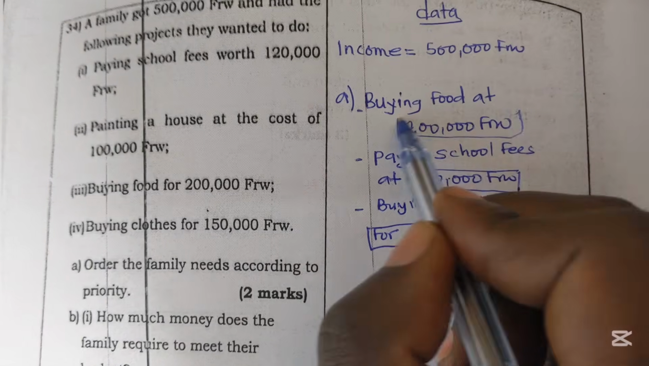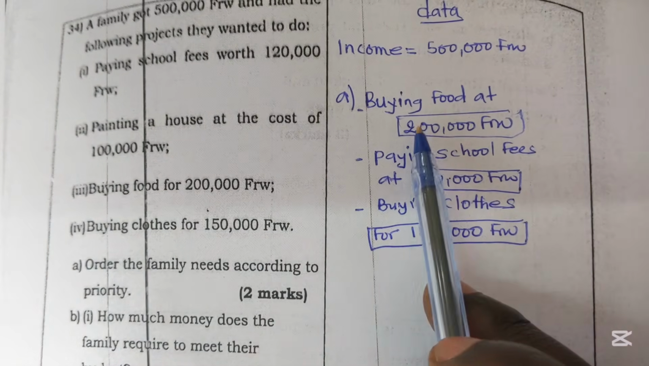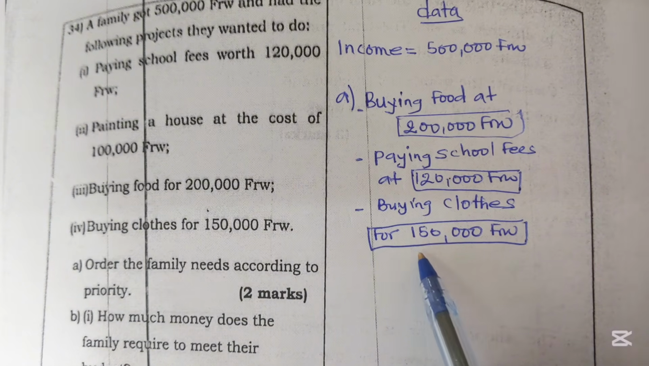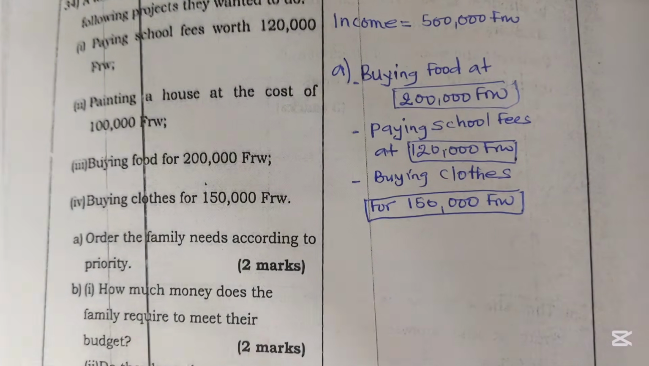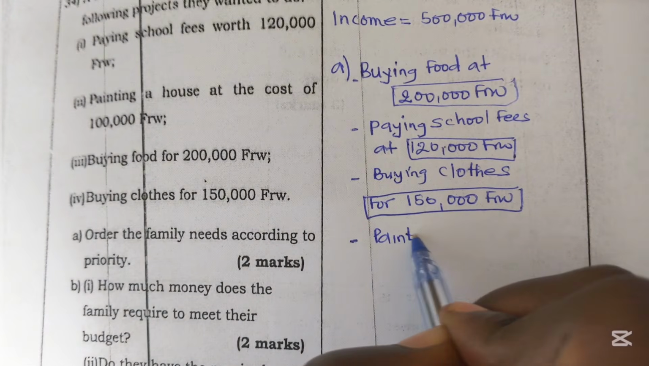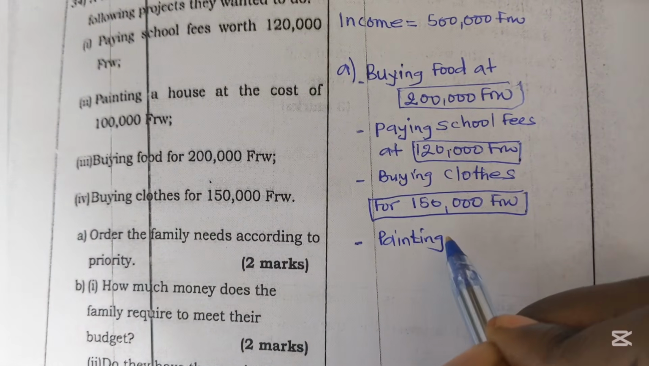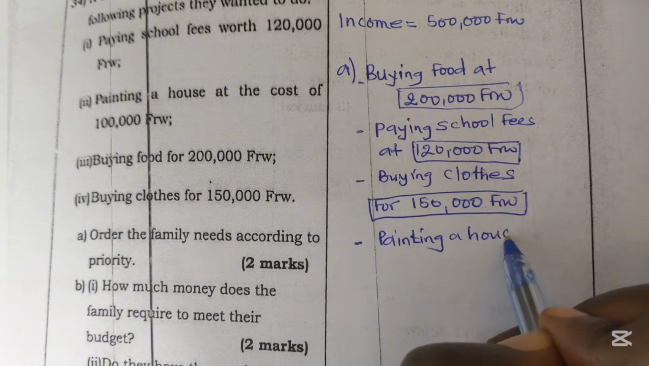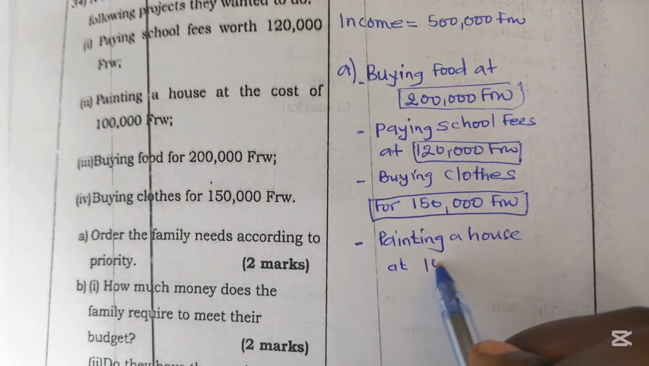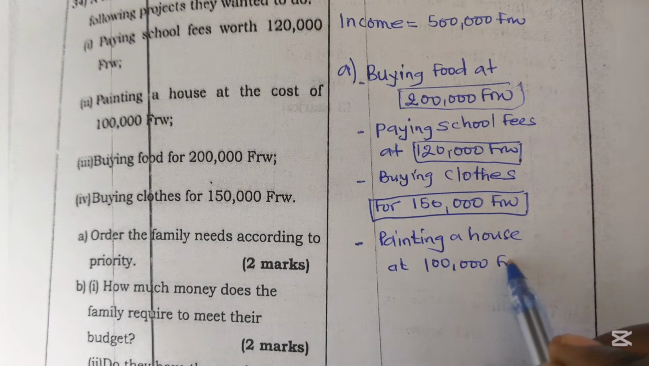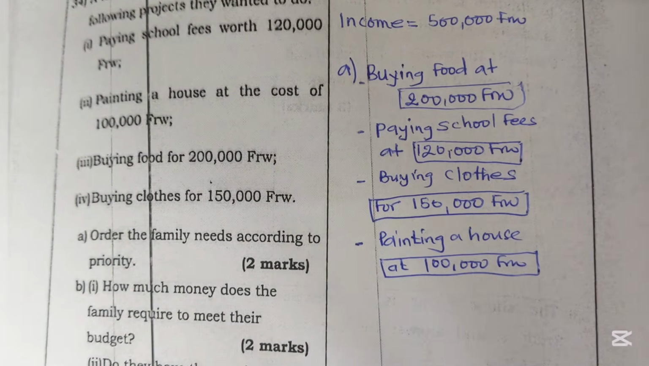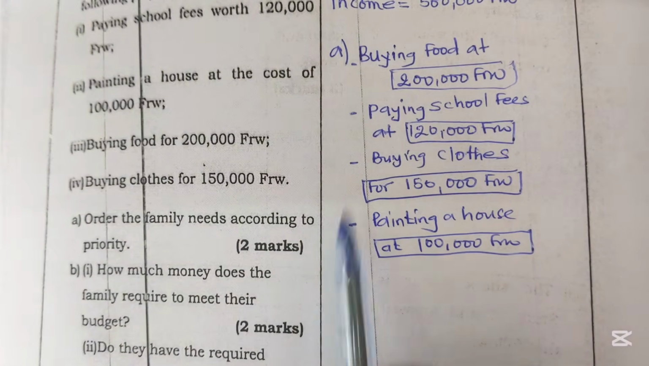And all of this one shall take 320, and this shall take 470 Rwandan francs. And last priority can be painting the house. Painting a house at 100 francs. But it seems that there is not enough money to fulfill this project.